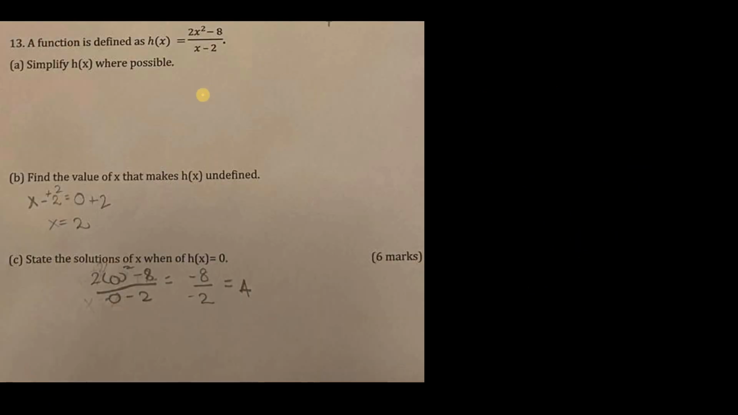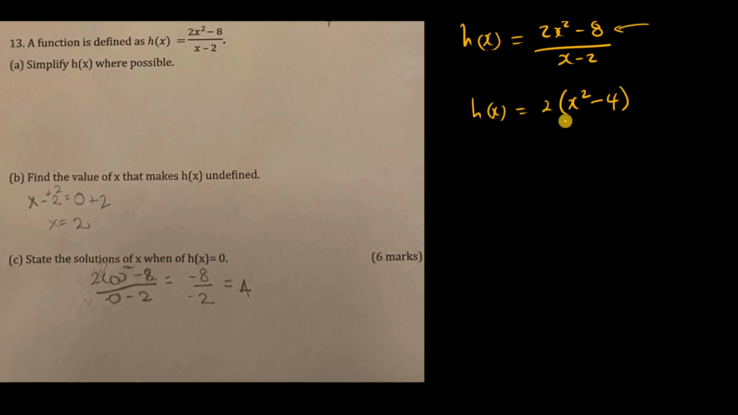Alright, so we're at the last portion. Simplify h of x where possible. So we have h of x is equal to 2x squared minus 8 over x minus 2. Okay, so how can we do this? Since we want to simplify it, if you look at the top, we can actually factorize it. 2 can go into 2x squared and 2 can go into 8. So that's going to be factored out. It would be x squared minus 4 all over x minus 2.